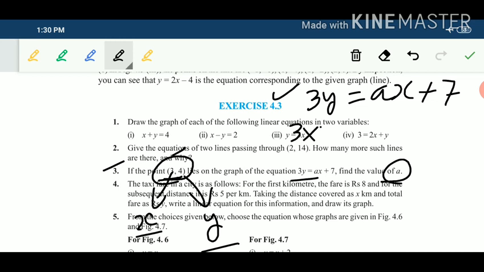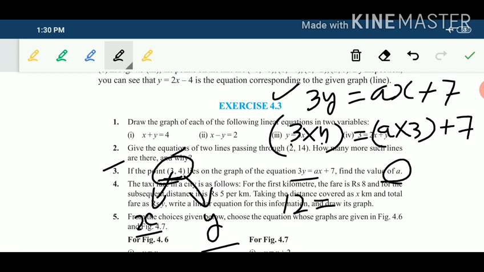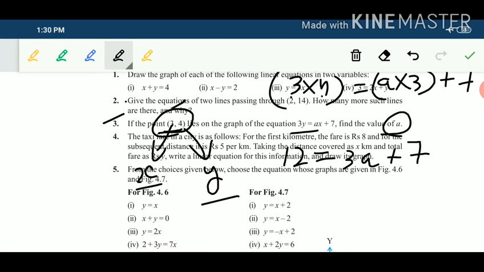Put here 3 into 4 is equal to a multiplied by x, that is 3, plus 7. 4 into 3, 12 is equal to a into 3, 3a plus 7. 7 is plus on the right side, on the left side it becomes minus, so 12 minus 7 is equal to 3a.